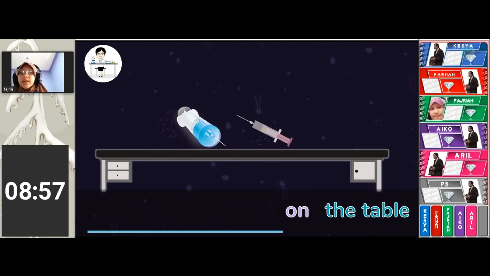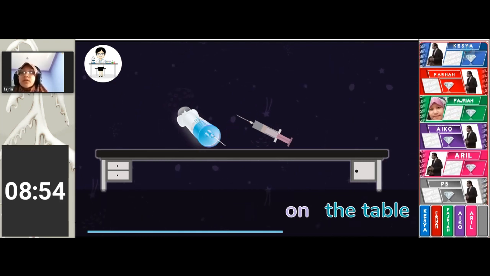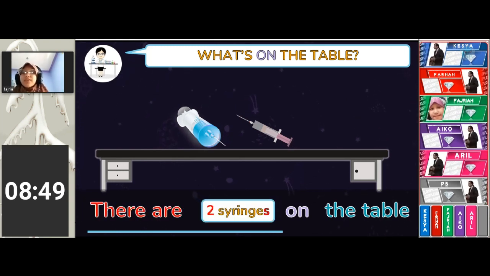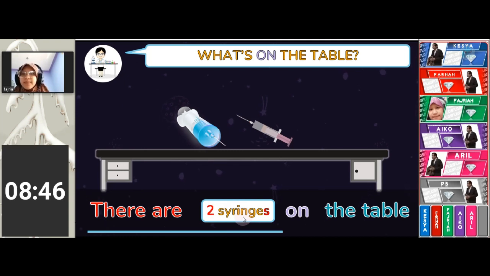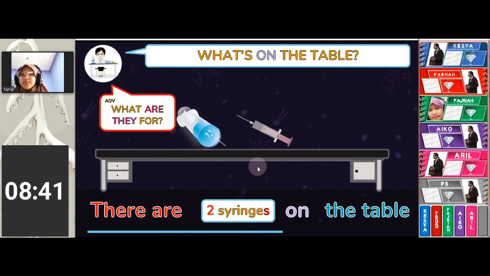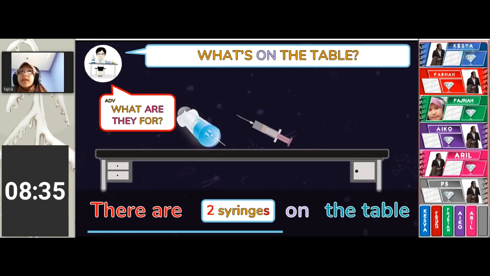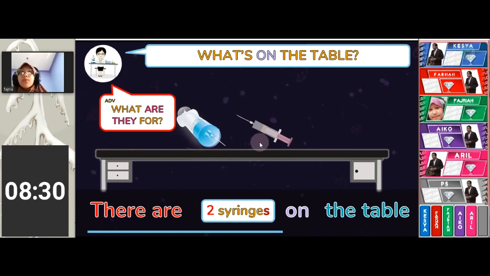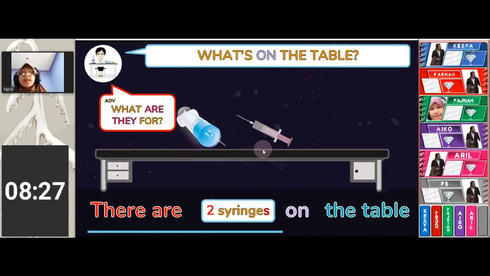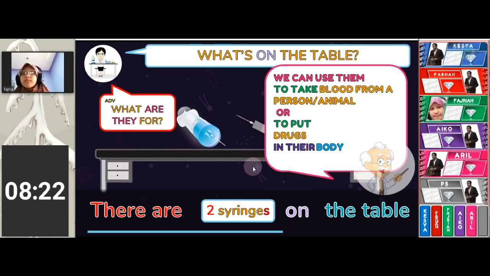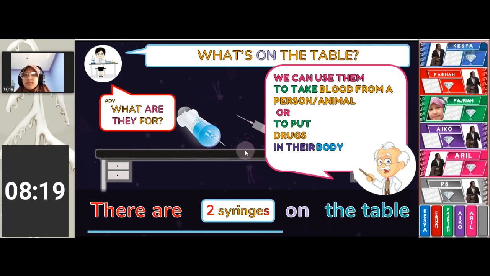What's on the table? There are two syringes on the table. Syringes. This one is one of the hardest words to pronounce. What are they for? You can use them to take blood from animals or humans, or we can put drugs into their body. You can use it also to prank kids in elementary school.